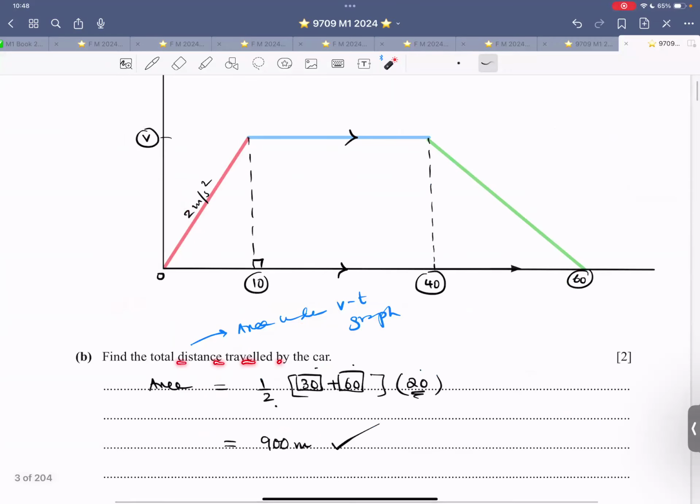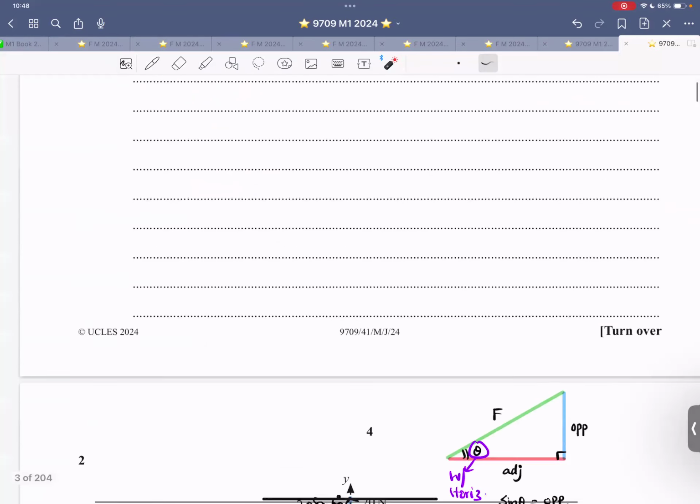And find the total distance traveled by the car. That's the area under the VT graph. This is a trapezium. These two are parallel sides. The length of the longest parallel side is 60. The length of the shorter one, the blue segment, that is between 10 and 40, which is 30. The height is V over here. The value of V is 20. That comes out to be 900 meters. That is the first thing.